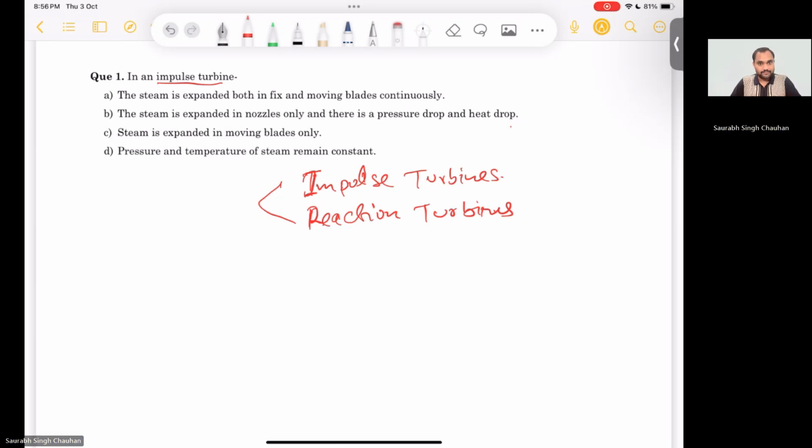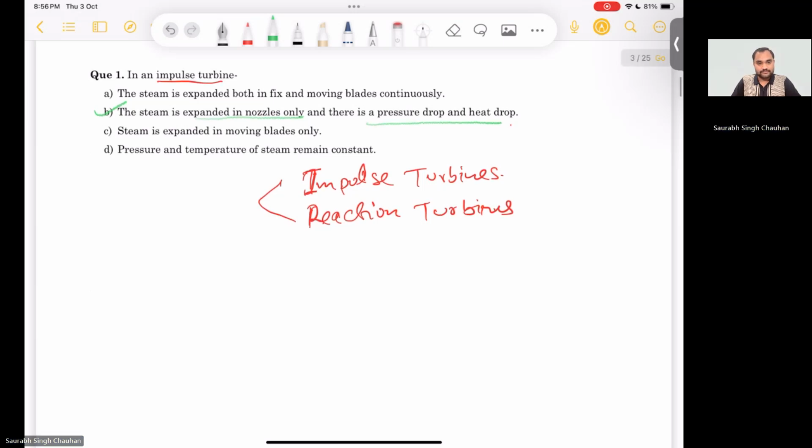And what a nozzle basically does is convert energy into kinetic energy. On the expense of pressure and enthalpy, the kinetic energy is increased. So part B should be the correct option. Steam is expanded in nozzle only and there is pressure drop and heat drop. And what we get is steam at higher velocity at the exit, so we get a higher kinetic energy.